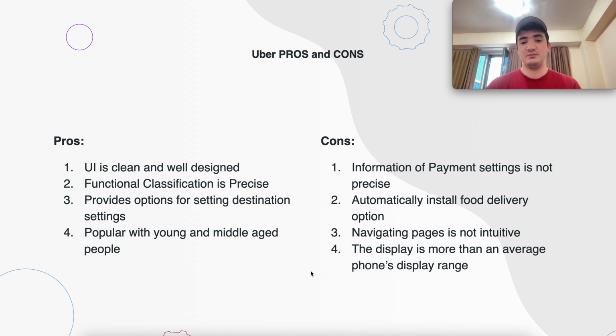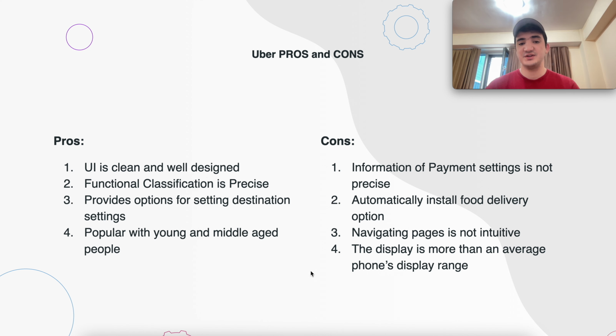A suggestion could be that they could separate this food delivery option and just have it as a separate model and a separate thing. Finally, navigating through the pages of Uber is not intuitive, like I said before, just because there's so much information that for users it becomes confusing, like they need to scroll through different pages to find what they're looking for, or they need to open up different views, things like that.